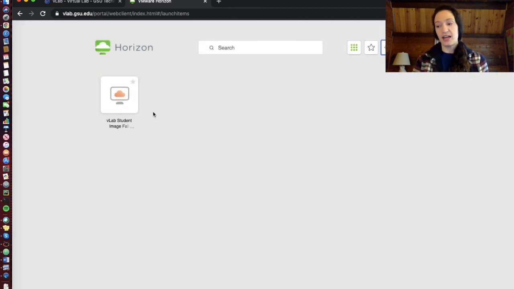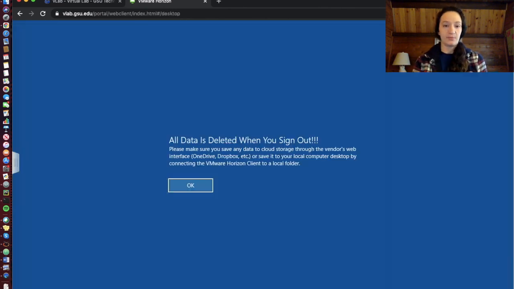Then click the only thing on the screen, which is the VLab student image file, and it has a little computer on it. Go ahead and click that. Notice it gives you a little notification saying all data is deleted when you sign out. If you're in the middle of the simulation, it might be better to complete it all in one go rather than sign out. But you're not going to be getting any data that you need to save in this, so this isn't really a problem for us right now. Just go ahead and click OK.